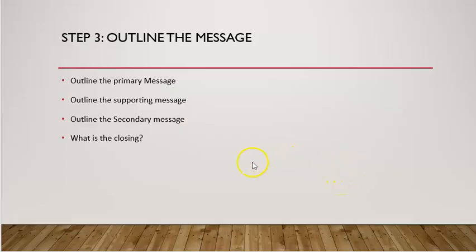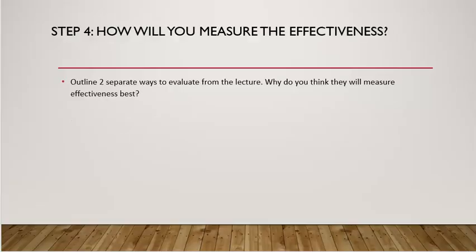Step 3 is to outline the message. So you want to outline the primary message, outline the supporting message, outline a secondary message if you have one. You don't necessarily even have to have one, but you do have to have a closing, and the closing is really what kind of action you're looking for from the person watching the ad or being exposed to the ad. What do you want them to do as a result of it? And that could be a lot of different things, obviously.